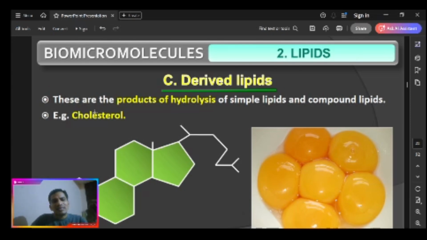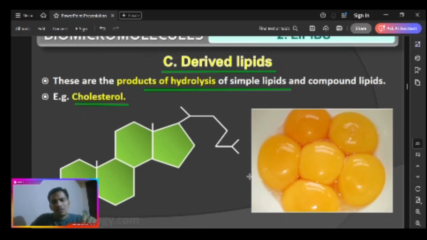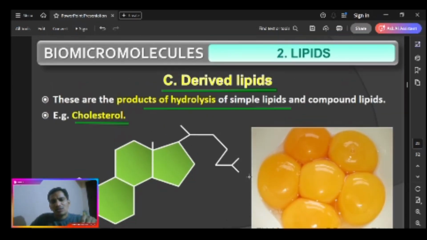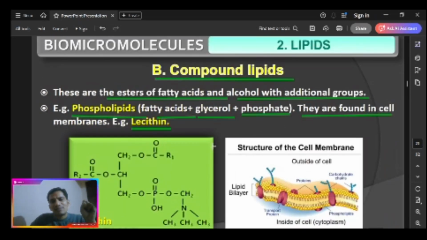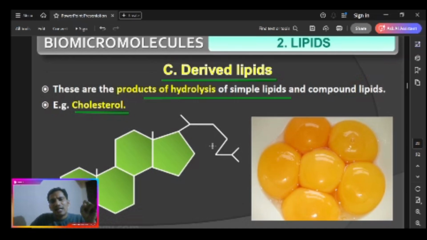The last one is the derived lipids. These are the products of hydrolysis of simple lipids. Hydrolysis of simple and compound lipids gives the derived lipids. Cholesterol is a derived lipid. Egg yolk has a lot of cholesterol. I hope you understand. The lipids are of three kinds: simple lipids, compound lipids, and derived lipids.